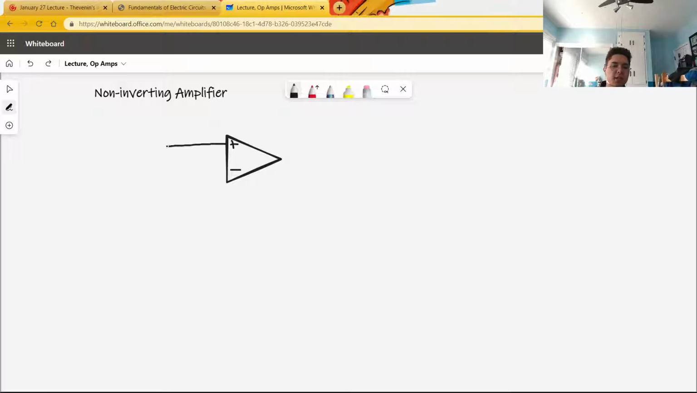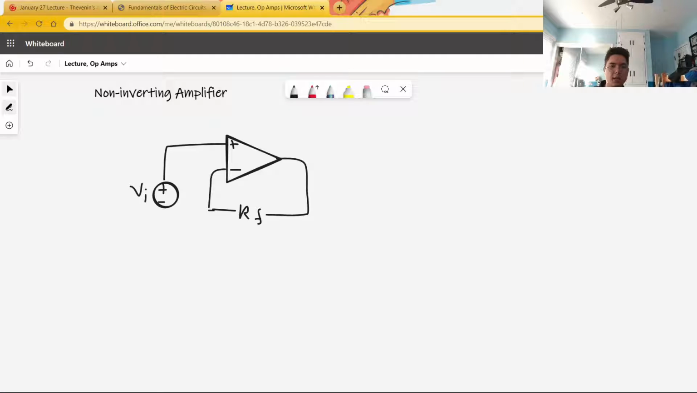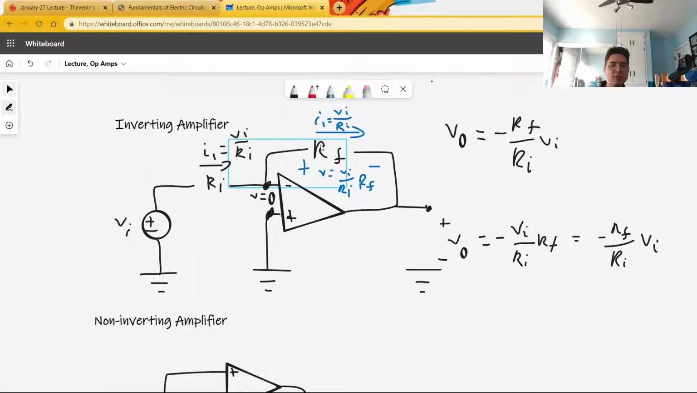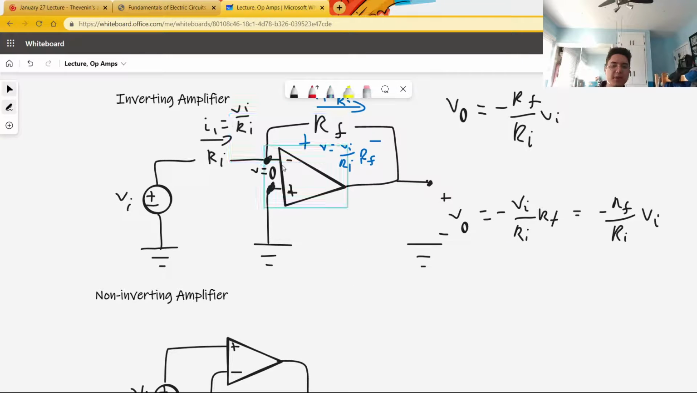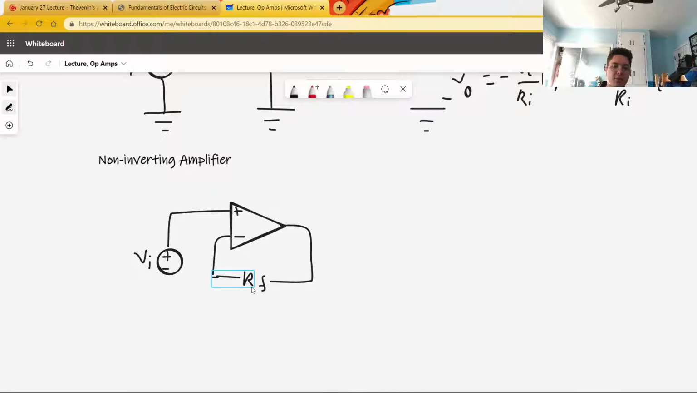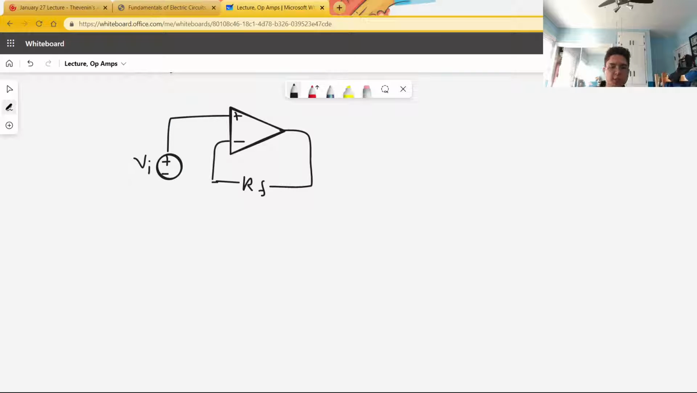In the non-inverting amplifier, you connect a voltage source directly to the positive terminal. And just like in the inverting amplifier, you have feedback between the output of the op-amp and the negative terminal of the op-amp through resistor final. But resistor initial is connected not only to the negative terminal, as in the other circuit, but to the ground. This changes the analysis of the circuit.